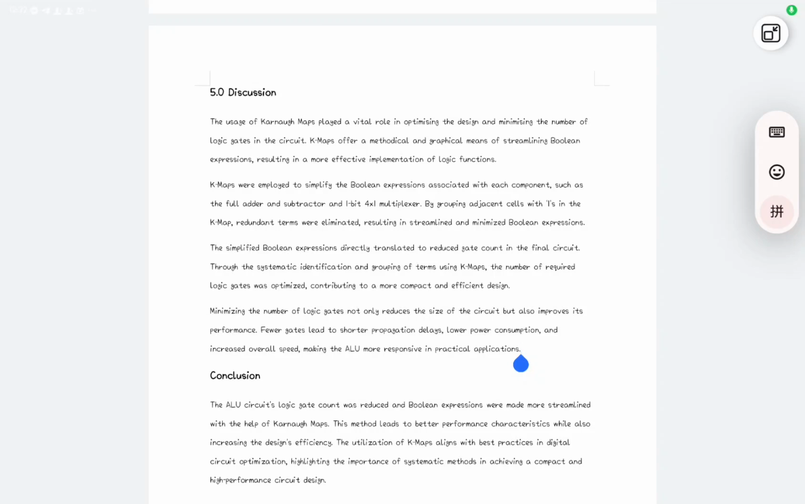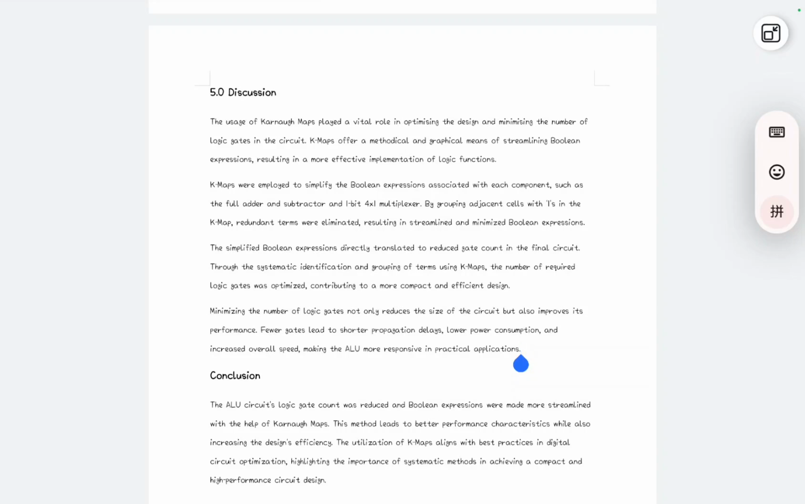When we come to the discussion part, we know that K-map helps in optimizing the circuit design by reducing the number of logic gates and simplifying Boolean expressions using a graphical approach, eliminating redundant terms and streamlining components like the full adder, subtractor, and the 1-bit 4-to-1 multiplexer. These simplifications reduce the gate count, making the circuit smaller, faster, and more efficient. Fewer gates mean lower power use, shorter delays, and improved performance, which enhances the ALU responsiveness in real-world applications.